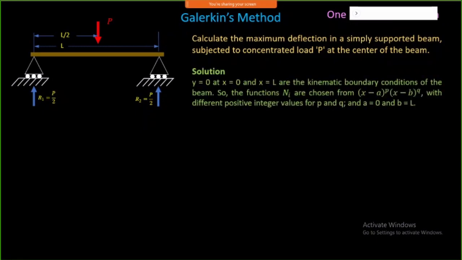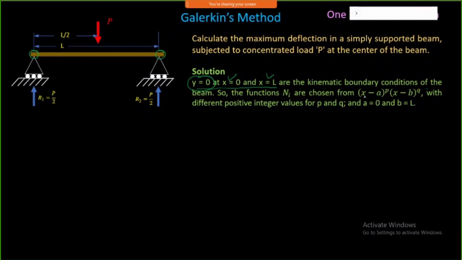The intention here is that the solution is y equal to 0 at x equal to 0 and x equal to L. So the displacement of this particular beam is 0 at these two points. These are the kinematic boundary conditions of the beam.